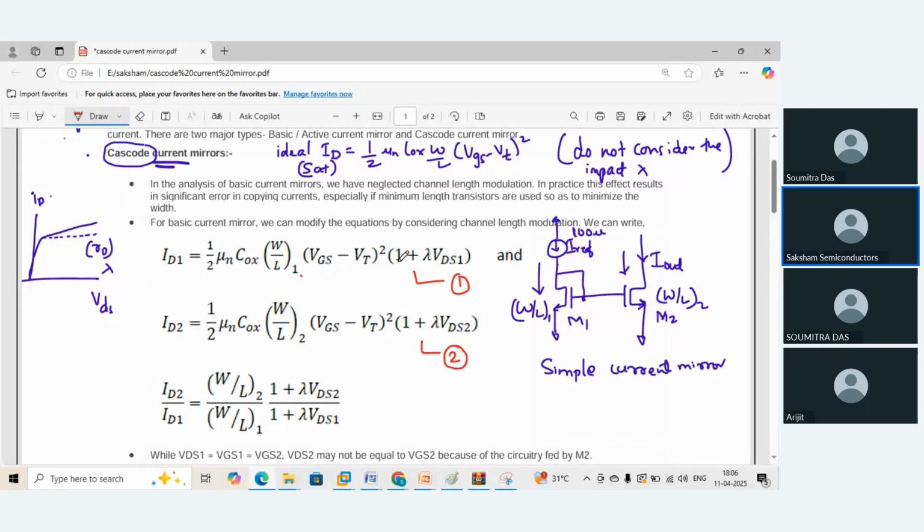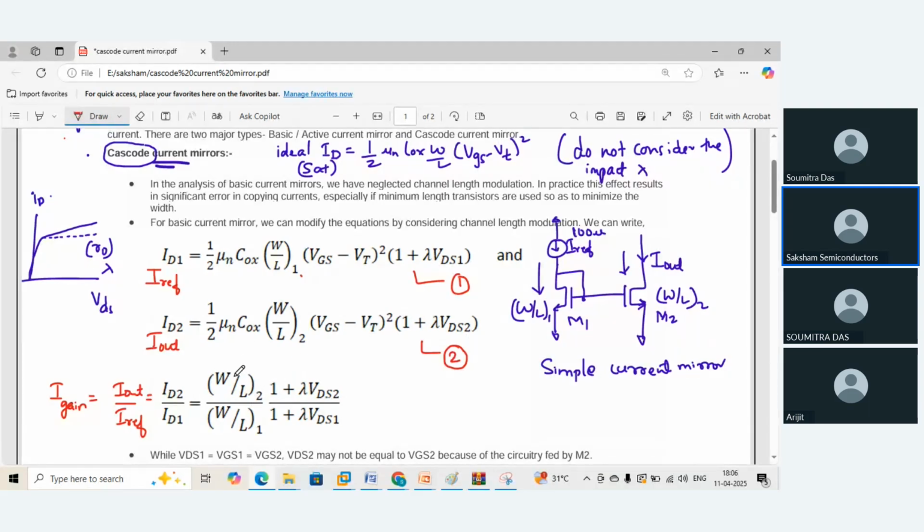It is included by the term 1 plus lambda VDS, or just lambda times VDS. That is how it is included. Okay. Now ID1 is basically your IREF, and ID2 I can say as I out. Now let's say that if I want to calculate the current gain, I out upon I ref, which is nothing but ID2 divided by ID1.